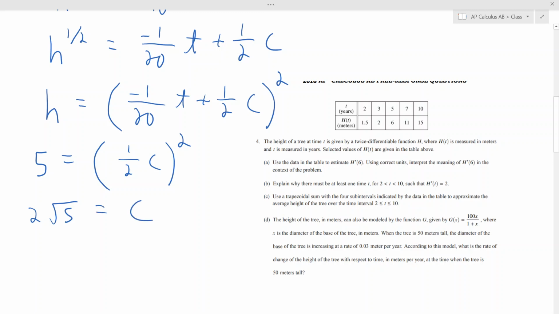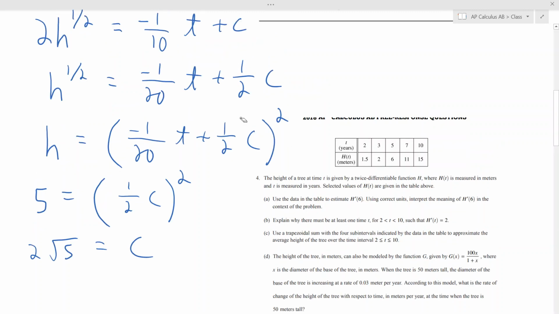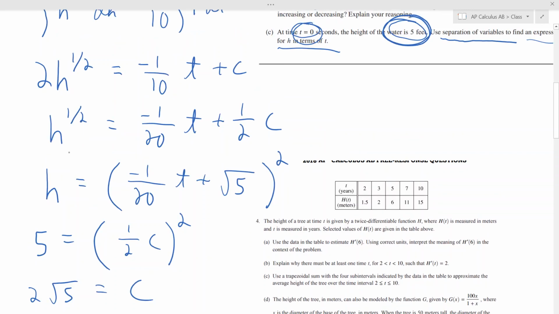is 2 root 5. Remember, okay, right? Square root of 5, times 2. Yeah, it looks good. So c is 2 root 5. And if you put 2 root 5 in here for c, you get 1/2 times 2 root 5, which is just root 5. So this is our answer, and you can double check it a couple ways.